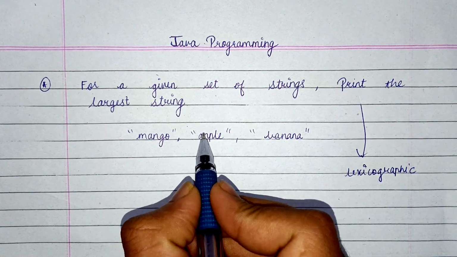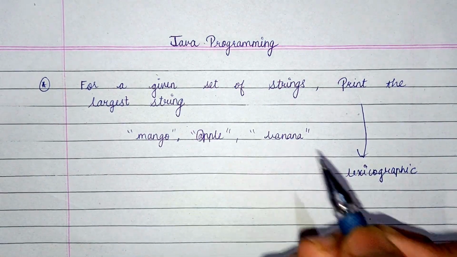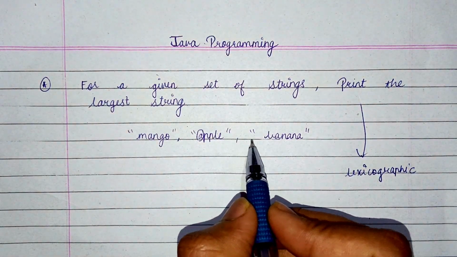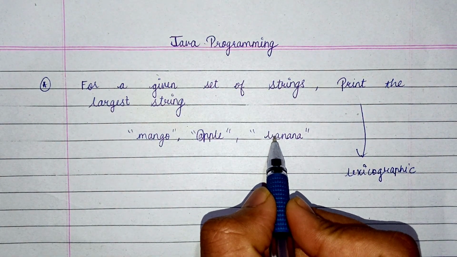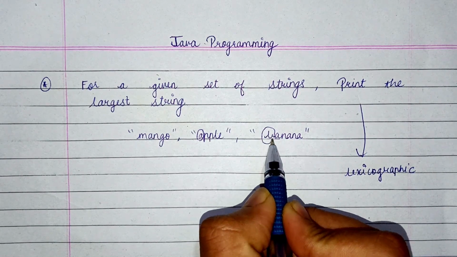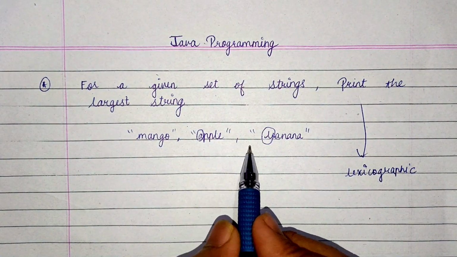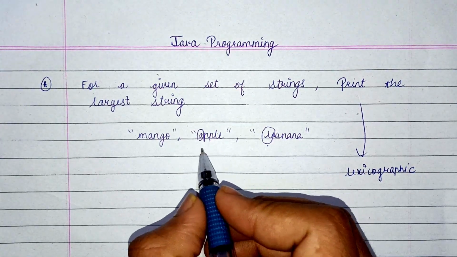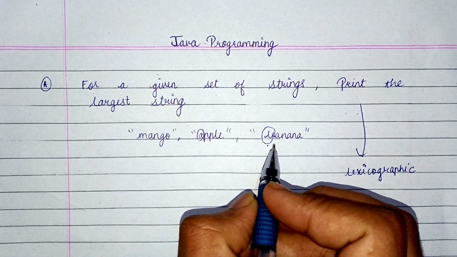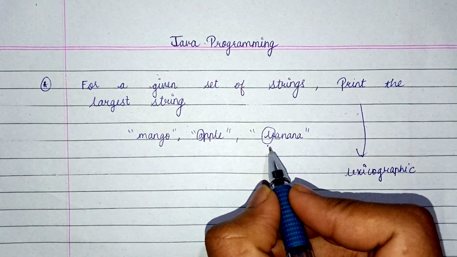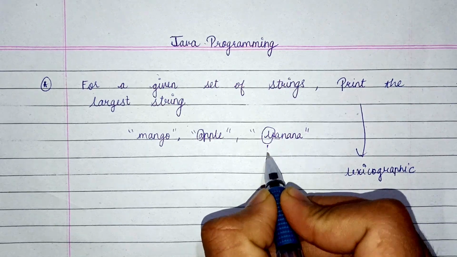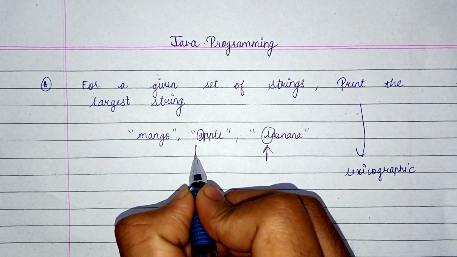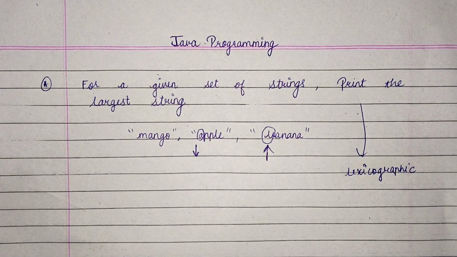Suppose the first string starts with A, and the second string's first letter is B. So these get compared. A is the first letter in the first string and B is the first letter in the second string. The second letter is greater than the first letter, so apple has lower priority than the banana string.